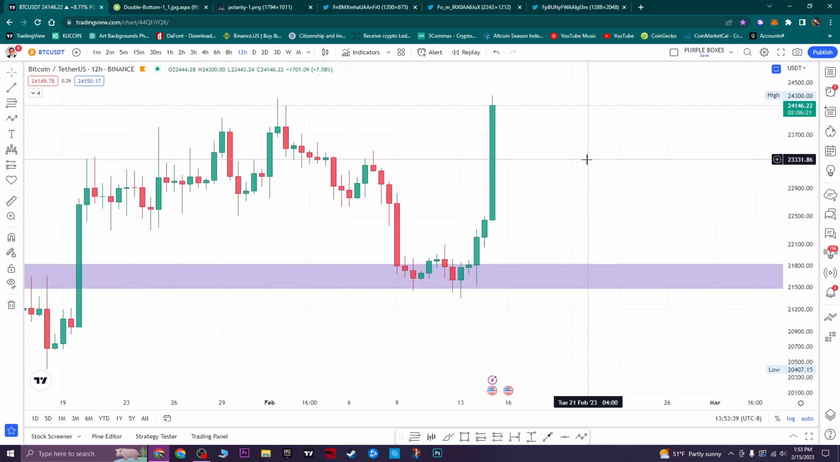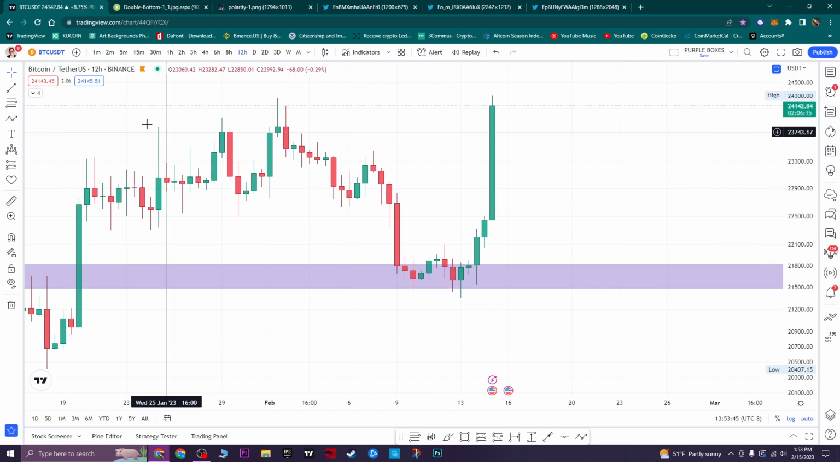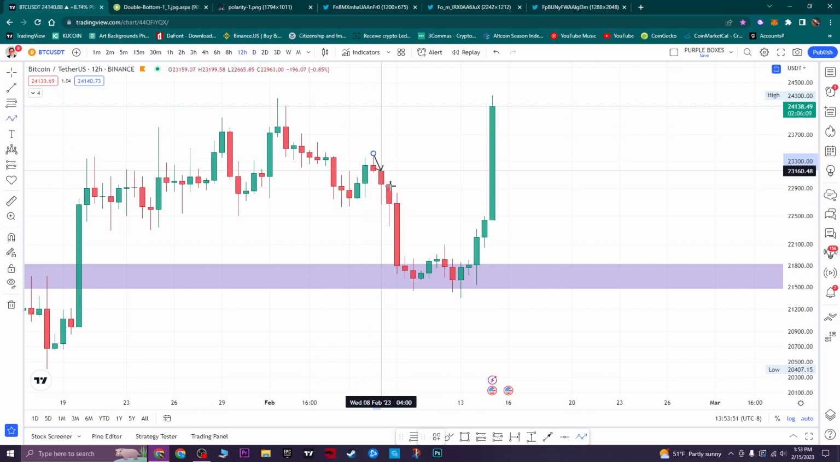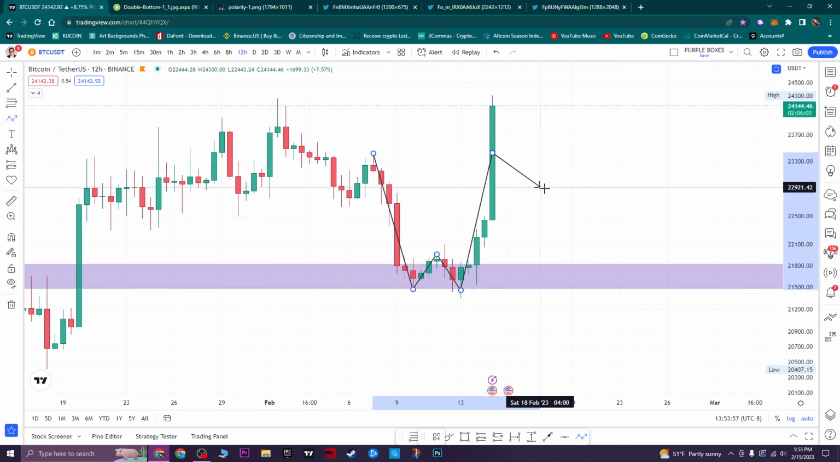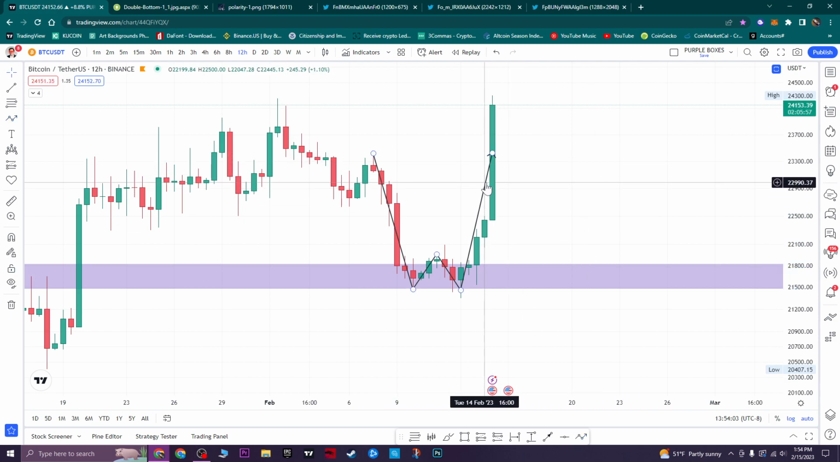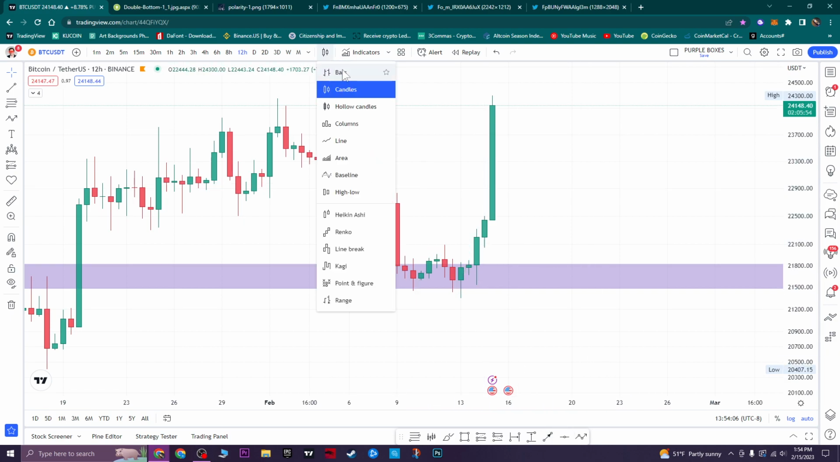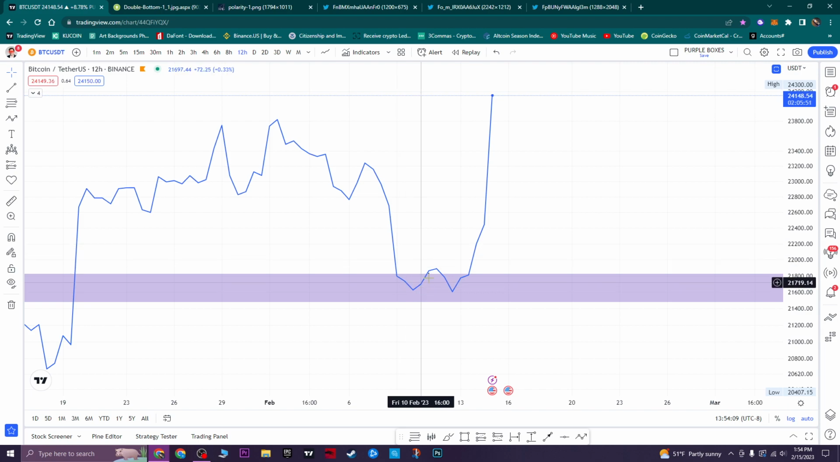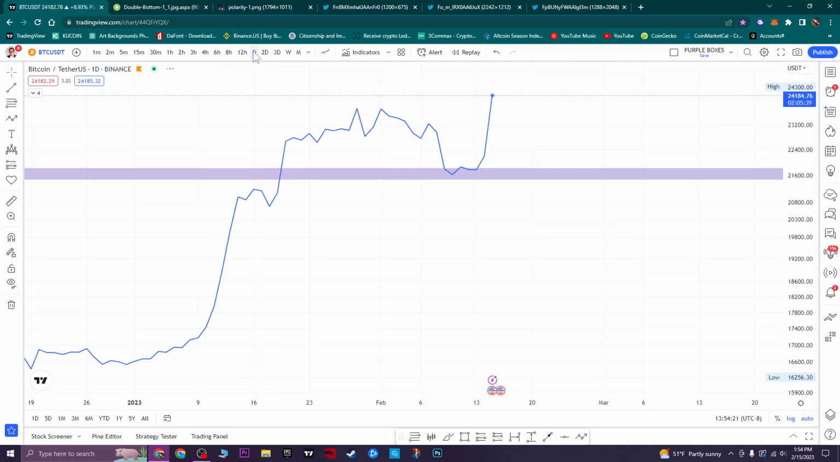The reason I entered the market down here was also because I spotted this beautiful double bottom. Again, another bullish pattern. Double bottom, right? It's a double bottom pattern. That is a bullish pattern. See, if we change from candlesticks to a line, we see this beautiful, beautiful double bottom. A W pattern.